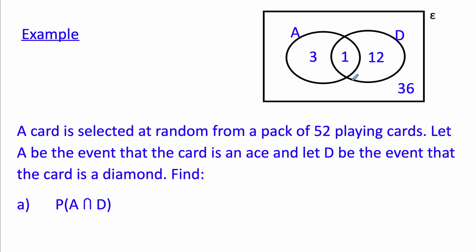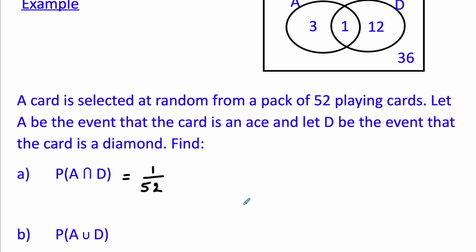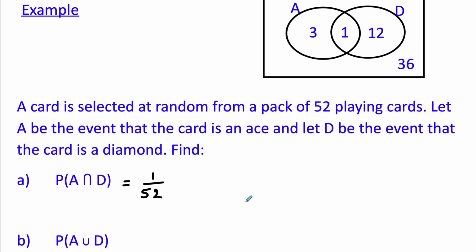So A is the event that a card is an ace, and D is the event that the card is a diamond, and we want the probability that the card is an ace and a diamond. In other words, the ace of diamonds. And we can see in the intersect that there is one card that is an ace and a diamond. And it says in the question that there are 52. You may or may not have known that anyway. So that's quite straightforward.